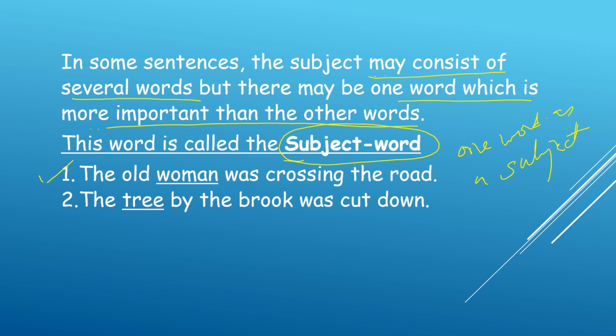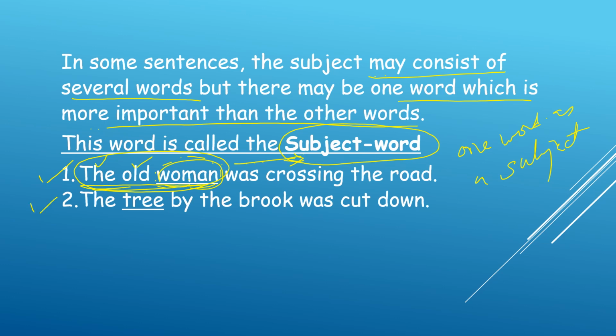The old woman was crossing the road. Here the old woman is the subject because we are talking about the old woman. But in the subject, we can find the subject word. Here you can see which is the main word. "The" is the article, so it cannot be the main word. "Old" is the adjective that is used for the noun "woman". So who is doing the action? The woman is doing the action.